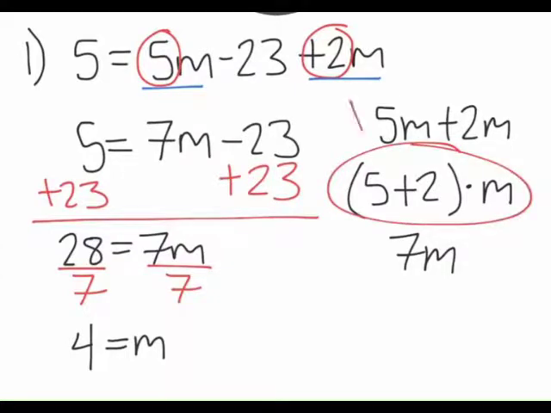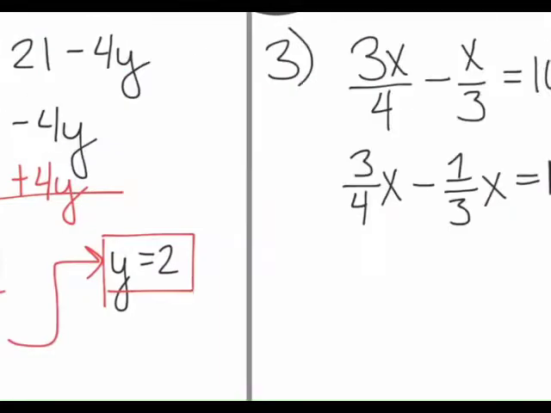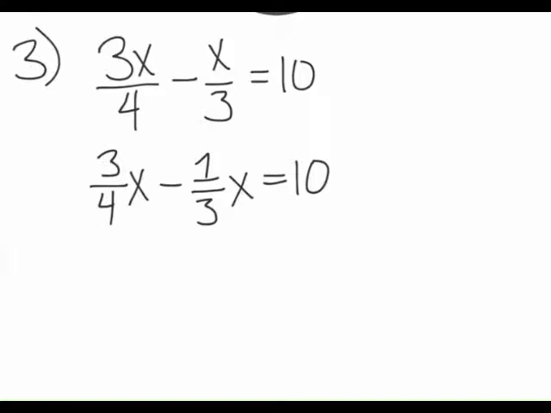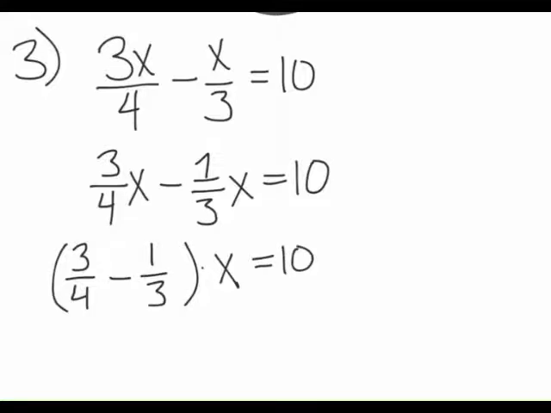And this is the essence of combining like terms, is using the reverse distributive property, except kind of hiding that we're doing it. So let's use this fact right here. Notice that there is an x here and an x here. So what I'm going to do is use the reverse distributive property to pull out the x from both of those fractions. Watch this. x times, and then in parentheses we're going to have 3/4 minus 1/3. Okay, equals 10.